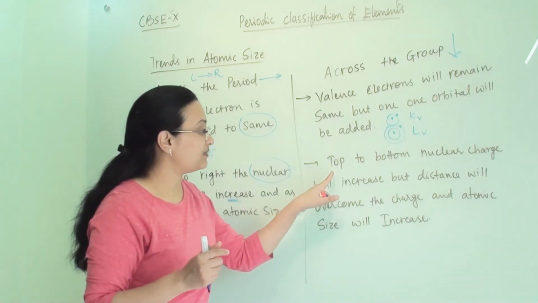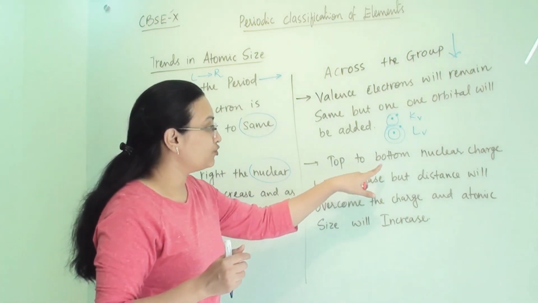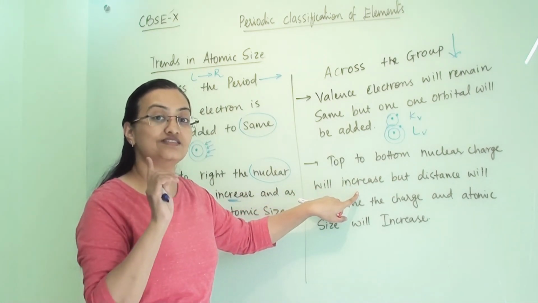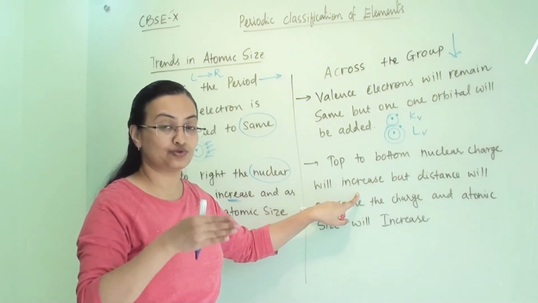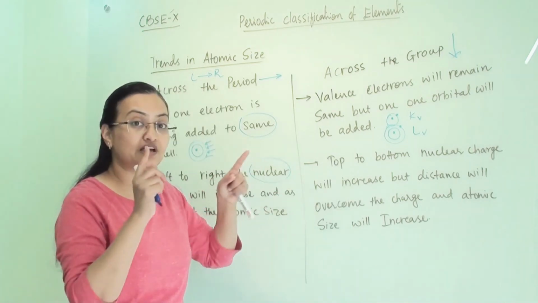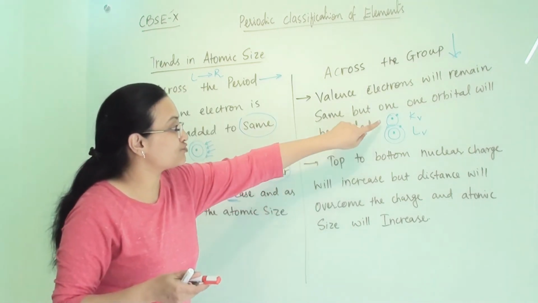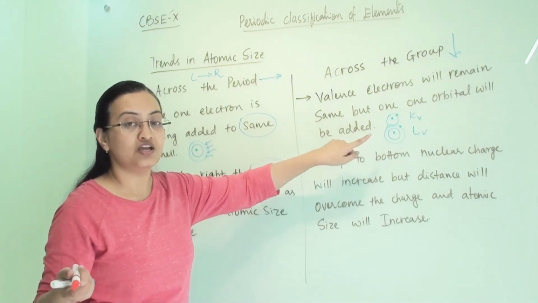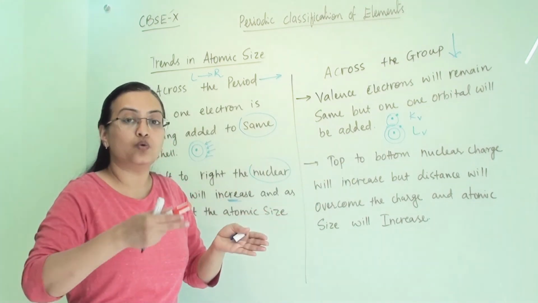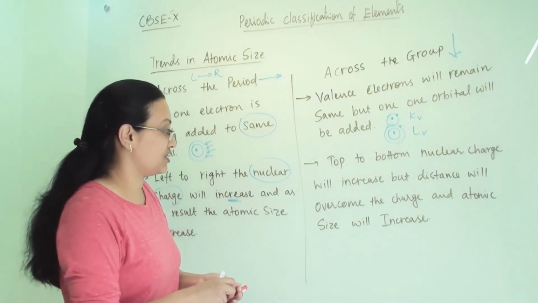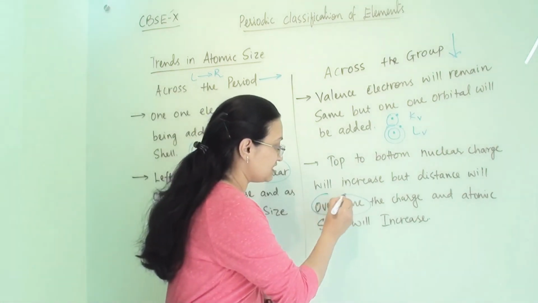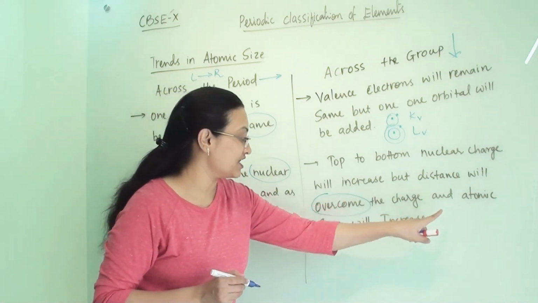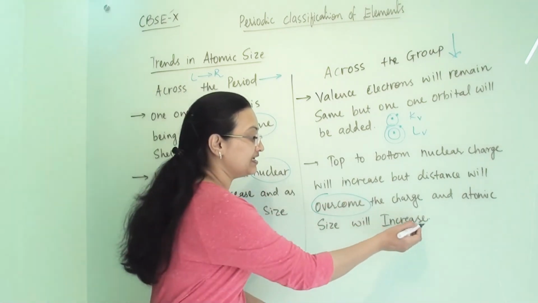Now what will happen across the group? Top to bottom, nuclear charge will increase. Nuclear charge is there across the group also, and it will increase also. But along with that, as I have shown here, the distance from the nucleus will also increase. So that distance will overcome the nuclear charge. This is an important point: that distance will overcome the nuclear charge and atomic size will increase.